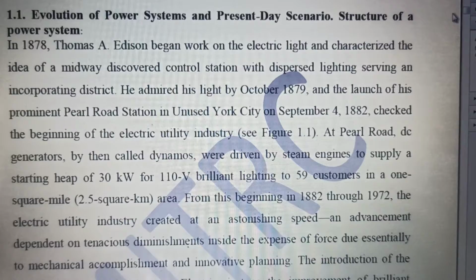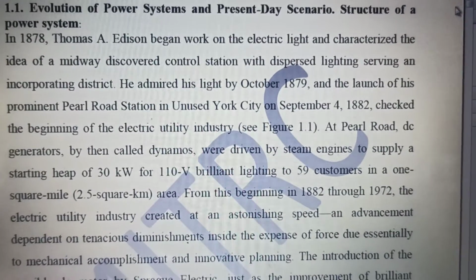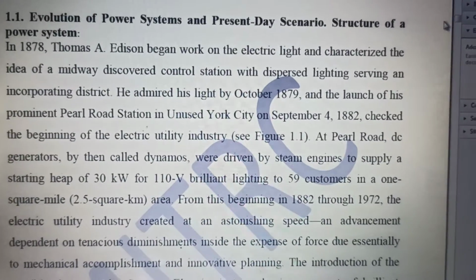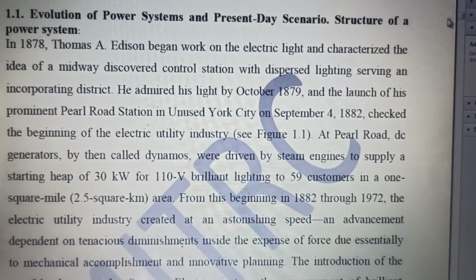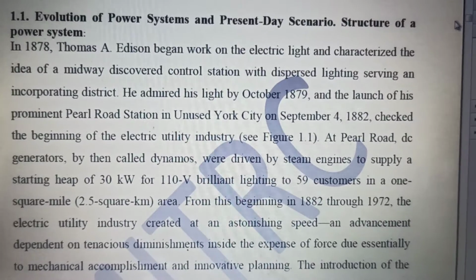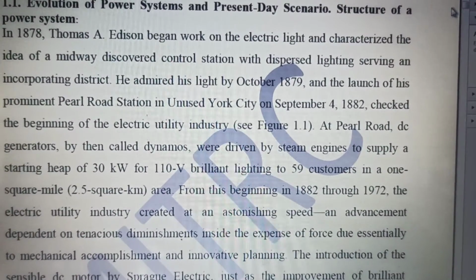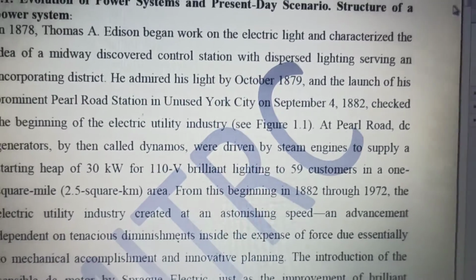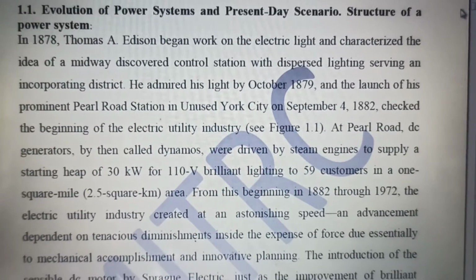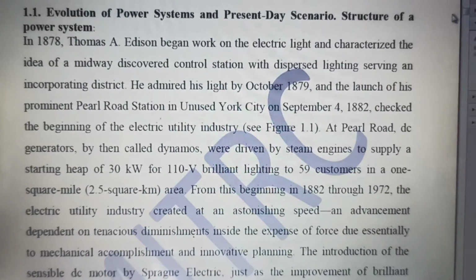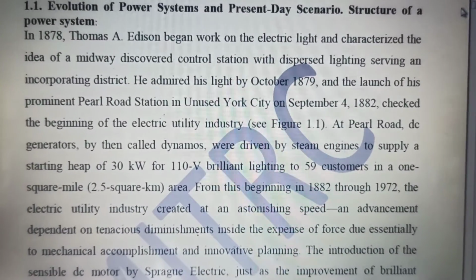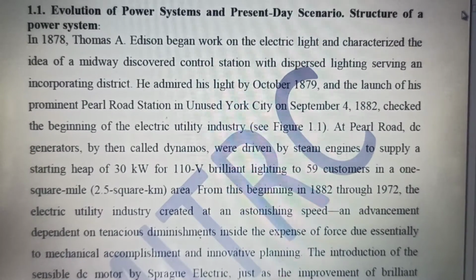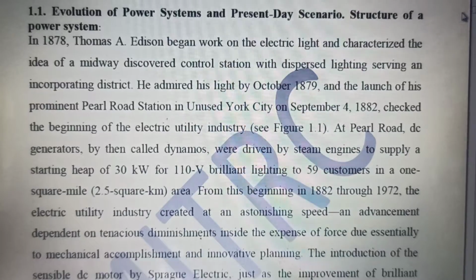So at Pearl Road, he illuminated the entire area with DC generators. Okay, and the brilliant lighting which he provided at 30 kilowatts and 110 volts to all the 60 customers literally opened the way of electricity for mankind.